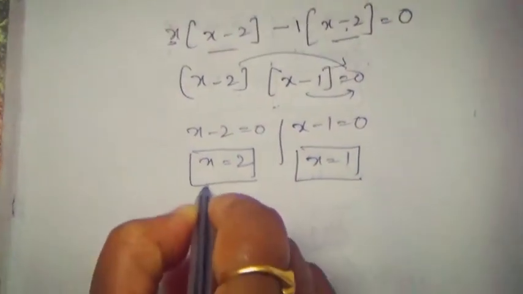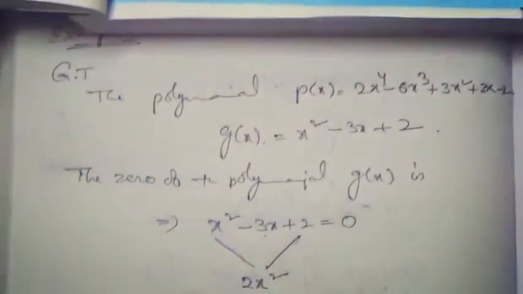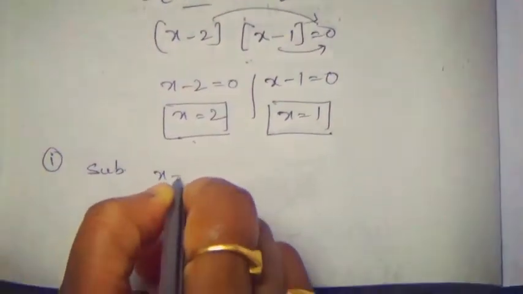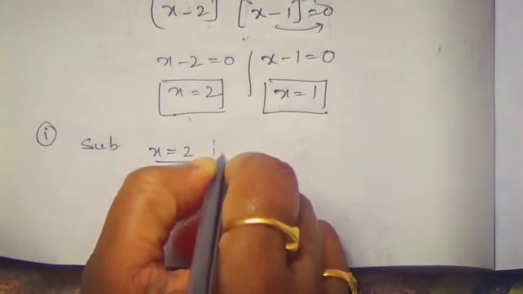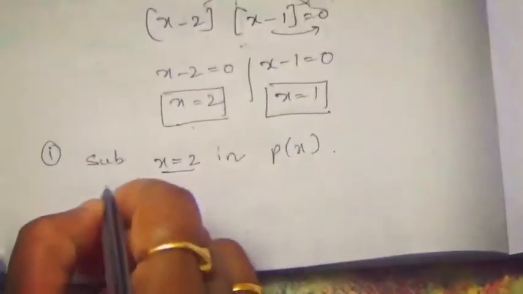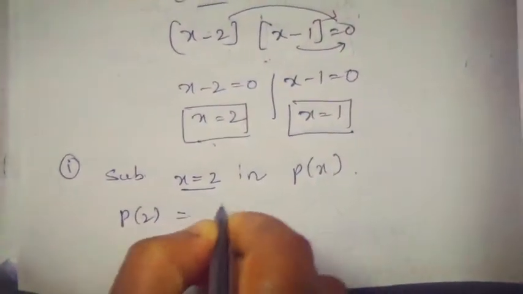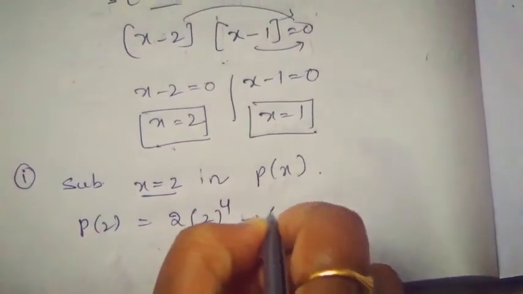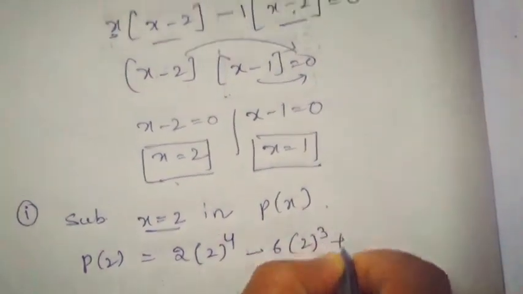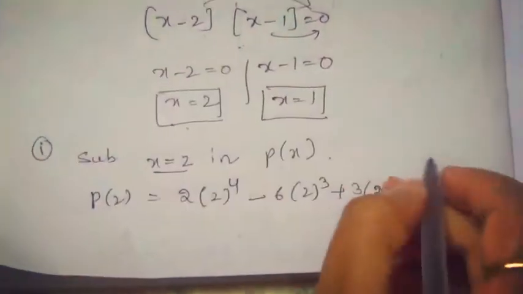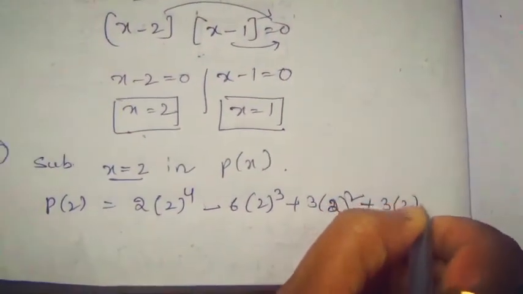First of all, you substitute this value 2 in the given polynomial. So first, substitute x minus 2, that is x is equal to 2, in p of x. So p of 2 is equal to 2 of 2 to the power of 4 minus 6 of 2 cube plus 3 of 2 square plus 3 of 2 minus 2.